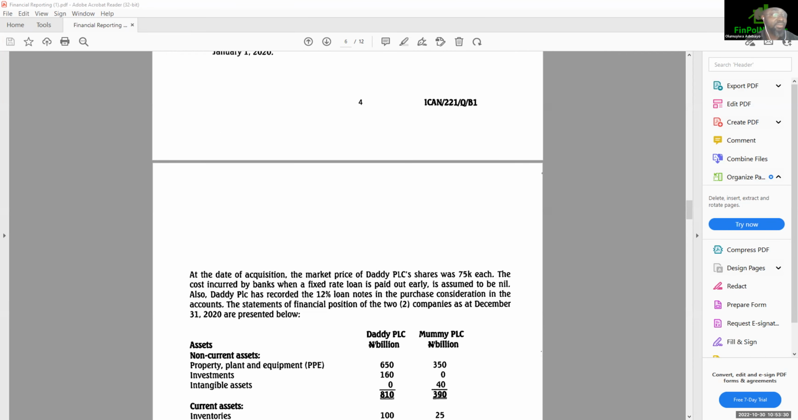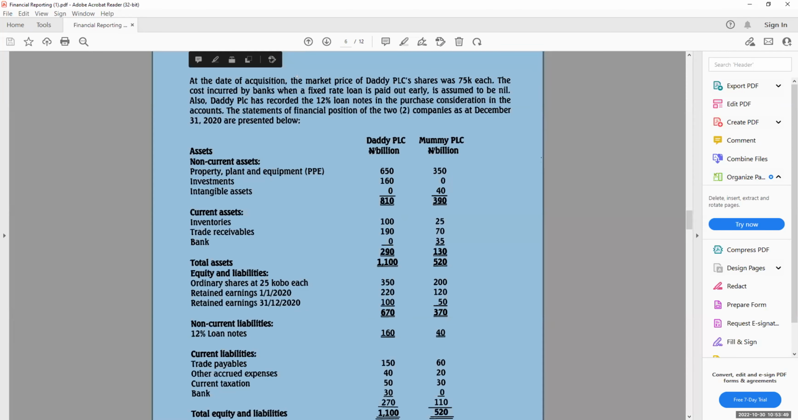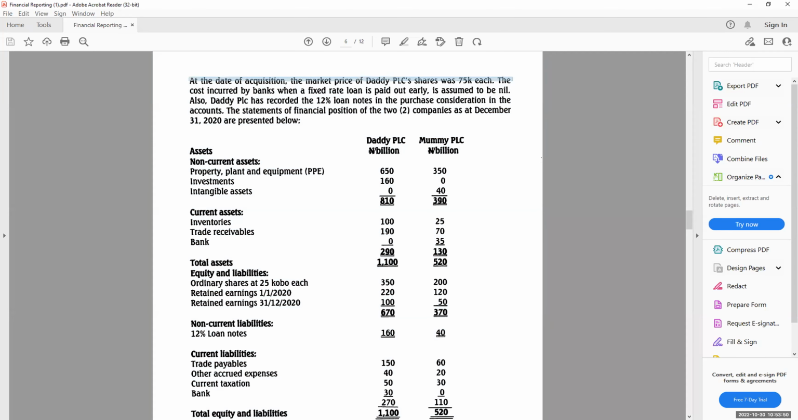Let me grant you access. Okay, you can mute. Okay, so from the question. Yes. After they told us the purchase consideration compositions, so they said at the date of acquisition, the market price of Daddy PLC's shares was 75 kobo. So I assume that's the market value we need. Yes. Okay. Can you see, as at the date of acquisition, the market value of Daddy share was 75 kobo. Okay, that's where it came from.